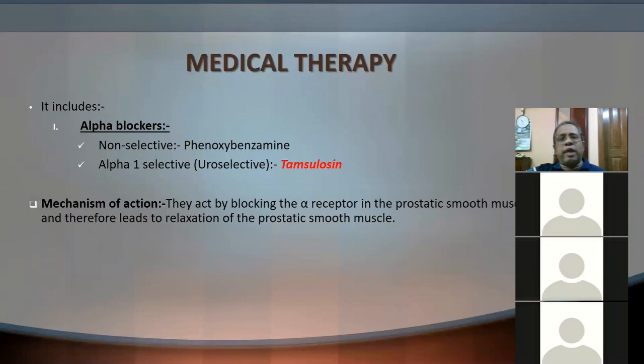But in case of alpha-1 selective blockers, there are fewer generalized symptoms; it is a selective effect. For that reason, we choose tamsulosin. The mechanism of action is that they act by blocking the alpha receptors in the prostatic smooth muscle, and therefore lead to relaxation of the prostatic smooth muscle. If the prostatic smooth muscle is relaxed, the compression of the urethra declines and the patient can improve the flow of urine. With that hope, we prescribe tamsulosin.